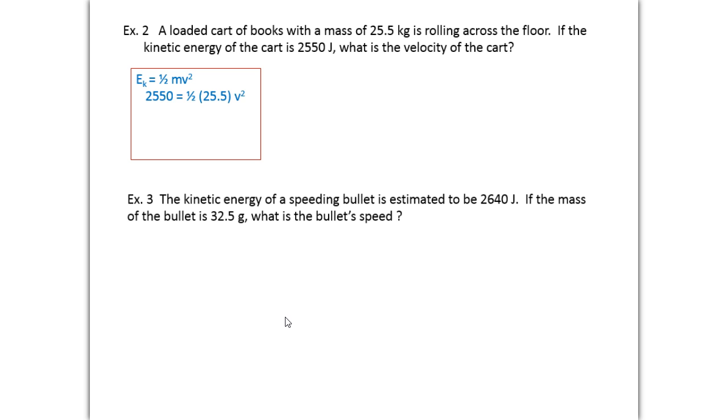So if you want to solve by putting your numbers in first, it's a half times the mass, which will be 12.75. Divide both sides by 12.75, and this is what you would get: 200, and then take the square root.